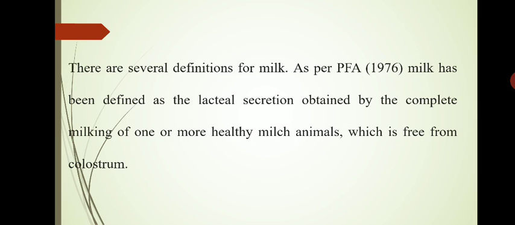There are several definitions of milk. As per PFA in 1976, milk has been defined as the lacteal secretion obtained by the complete milking of one or more healthy milk animals, which is free from colostrum. So basically what is milk? Milk is lacteal secretion. Lacteal secretion means the milk is secreted by mammary glands. And it is free from colostrum.